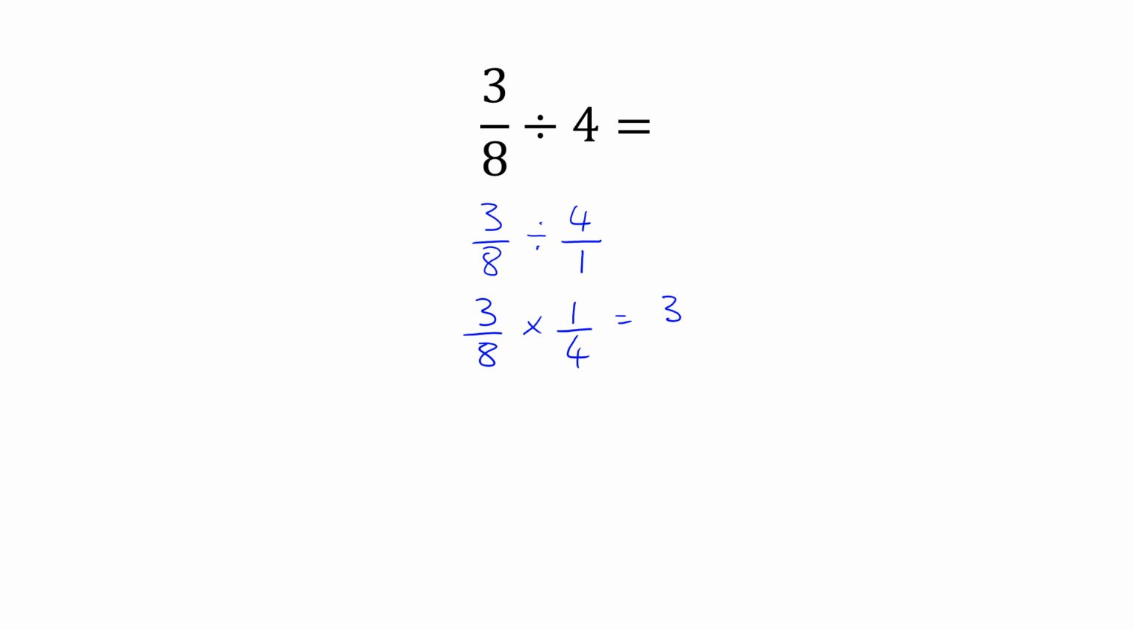3 times 1 is 3, 8 times 4 is 32. This time we don't end up with an improper fraction, but we must check to see whether we can simplify it. And there's no way we can simplify 3 32nds, it's already in its simplest form, so this is our final answer.